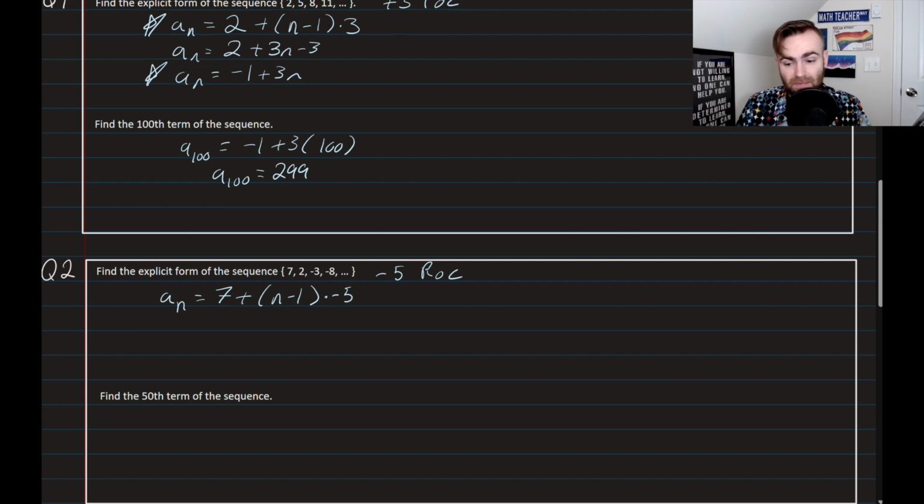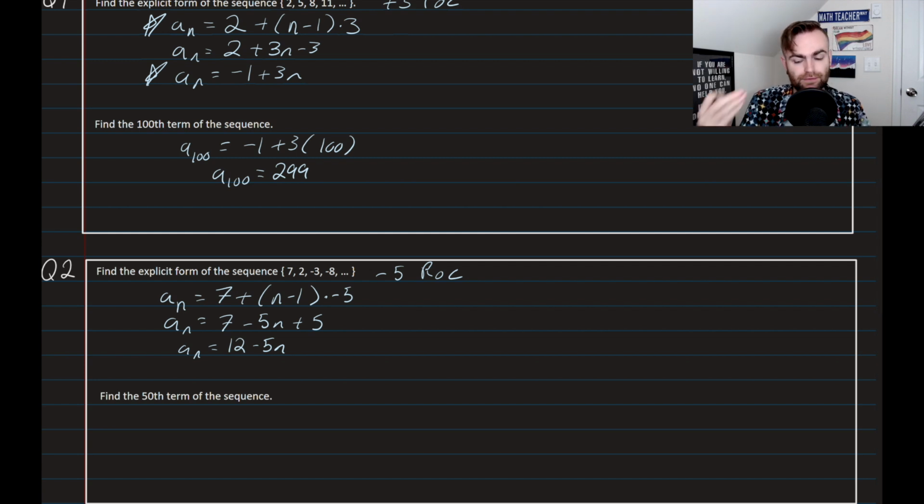And I'm going to clean this up. I'm going to make it into that 0th term. So distribute, we get a sub n is equal to 7 minus 5n plus 5, because a negative times a negative is a positive. Combine the like terms, we get a sub n is equal to 12 minus 5n. So the 0th term is 12, and every time we're subtracting 5 from each and every term.